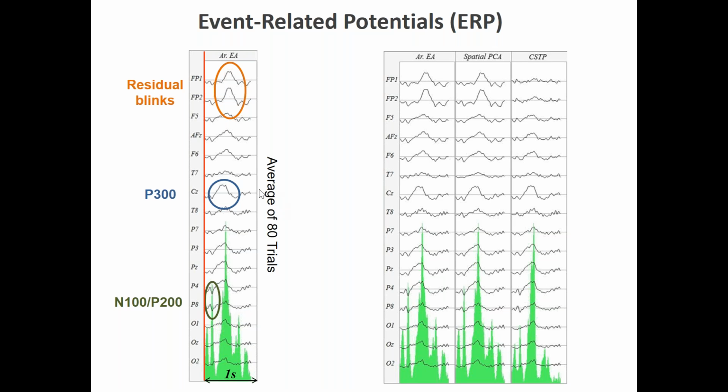P300 paradigm. So what we are looking for in this kind of experiment is this positivity, usually at central location. This is the CZ electrode. So this positivity is actually the P300 we are looking for. However, we also have some early components, the so-called N100 and P200 components, which are visual. But for this data, we also have some residual blinks that do not disappear when you average the data. Okay, so in this case, the joint diagonalization of specific matrices again can give us these results, which are presented on the right.